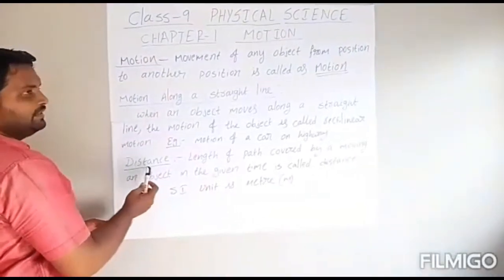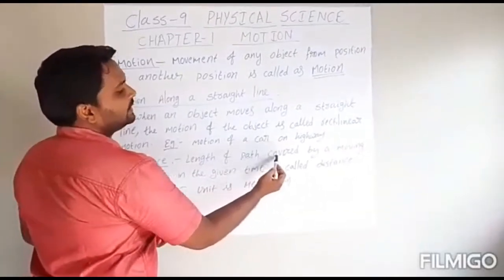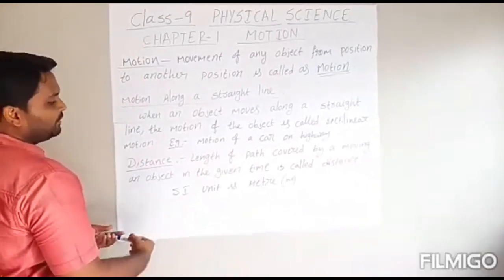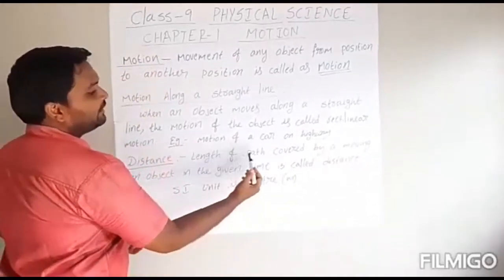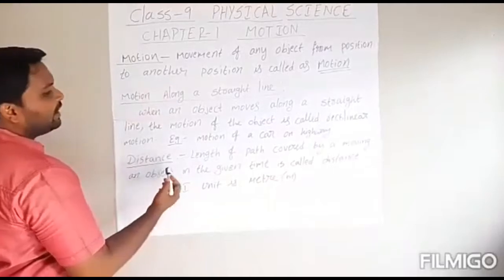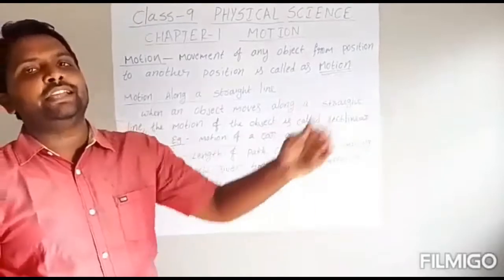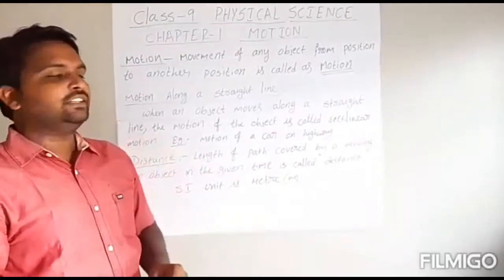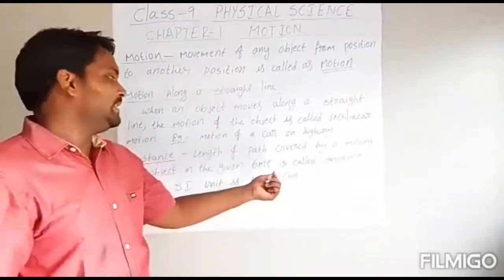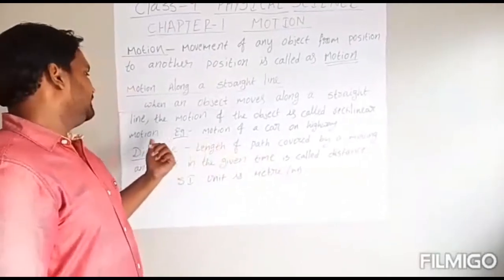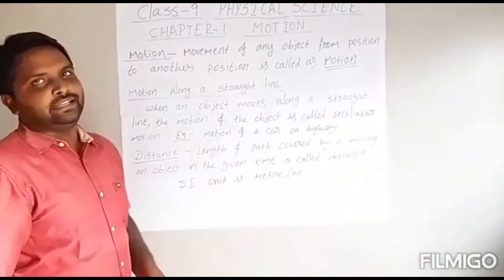Now we will see the definition of distance. The length of path covered by a moving object in the given time is called distance. For example, if a car started here and reached up to there, that length we can call distance. We should consider time also here, not only length. Time plus length, that we can call distance. The SI unit of distance is meter.